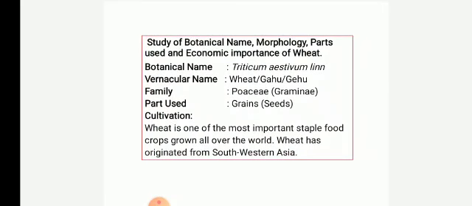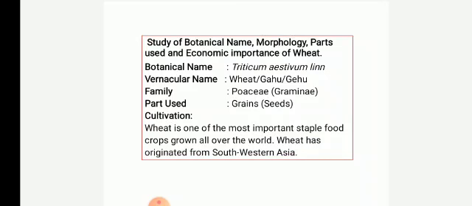Botanical name of wheat is Triticum aestivum. Its vernacular name is wheat, gahu or gehu. Its family is Poaceae or Gramineae. And parts used: grains. Seeds or grains are the useful parts.